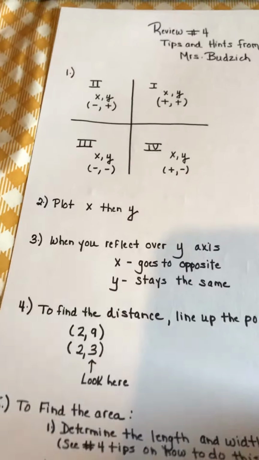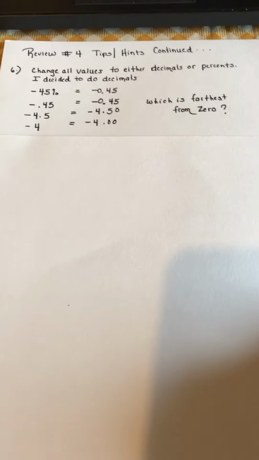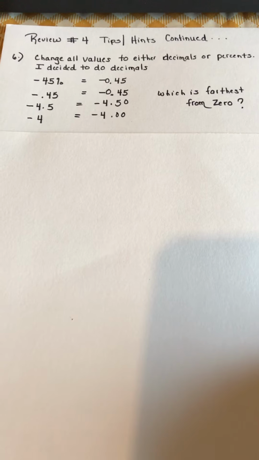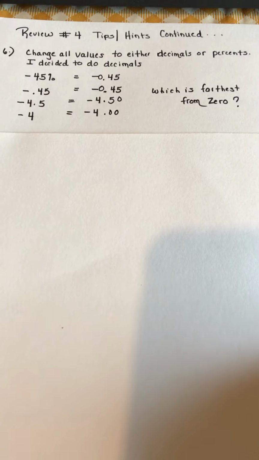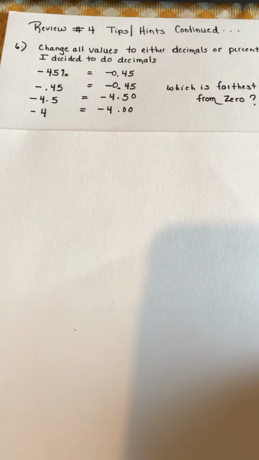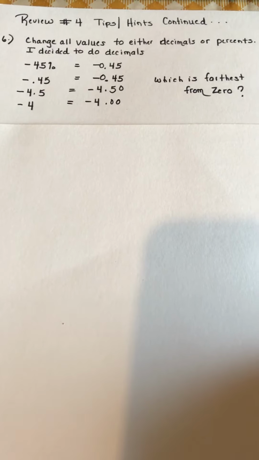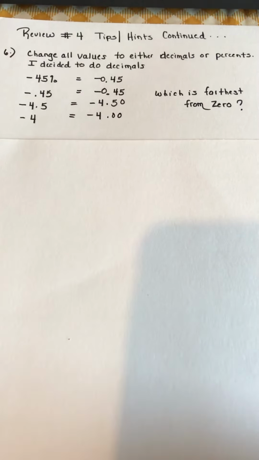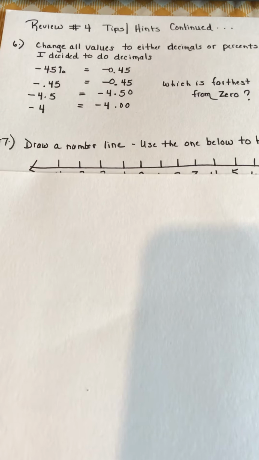Okay, now I'm going to go to number 6. You need to figure out which is the smallest value. So I suggest turning all those rational numbers into either decimals or percents. I decided to do decimals, and then I lined them all up to see which one is furthest away from 0. The farther away from 0, the smaller the value on the negative side.